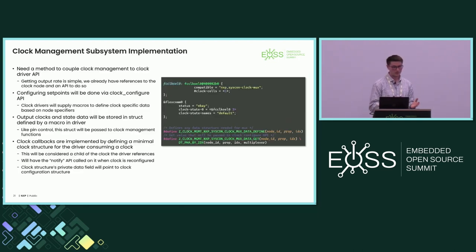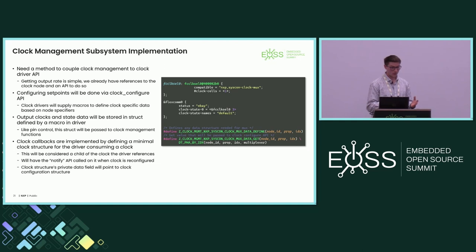So now, how do we implement the subsystem? I mentioned in the last slide how we're going to pass these specifiers through. These macros are what we use to actually extract those values. These look like what you see in pin control. The big difference here is we use the compatible to determine what the macro name will be, and then your SoC, or an external clock producer, would have to provide a header file with these macros in it. The clock framework uses those macros to extract what configuration values it needs to pass through. And then we configure set points with this clock configure API.